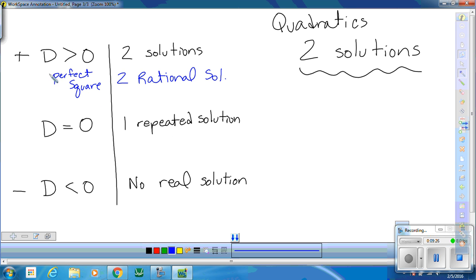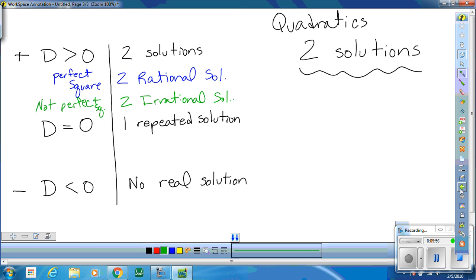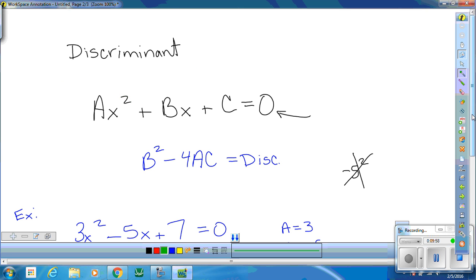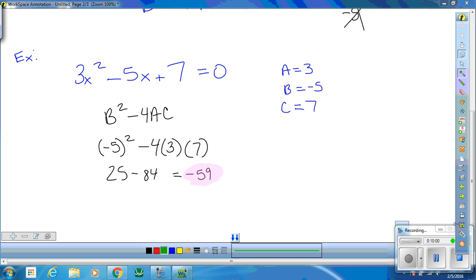If it is not a perfect square, that means that it is an irrational solution. So not a perfect square, which is a whole lot more numbers than perfect squares. It's pretty much every other number except the perfect squares. If it is not a perfect square, then I have two irrational solutions. So it's going to be one of those with the square root in it that we end up having to reduce the radical. It's going to have a square root left in the answer. So finding the discriminant gives us a lot of information about what the solutions to this problem are going to be.